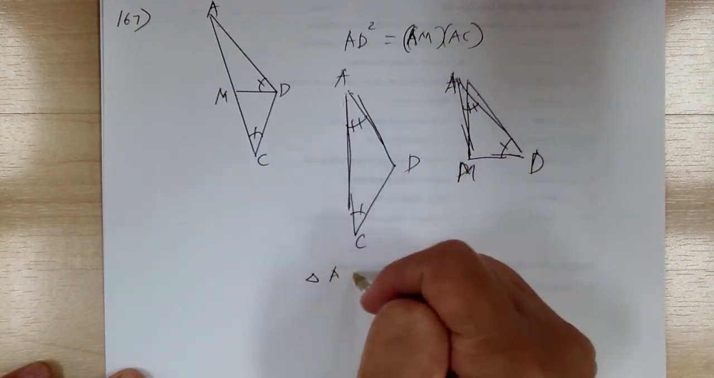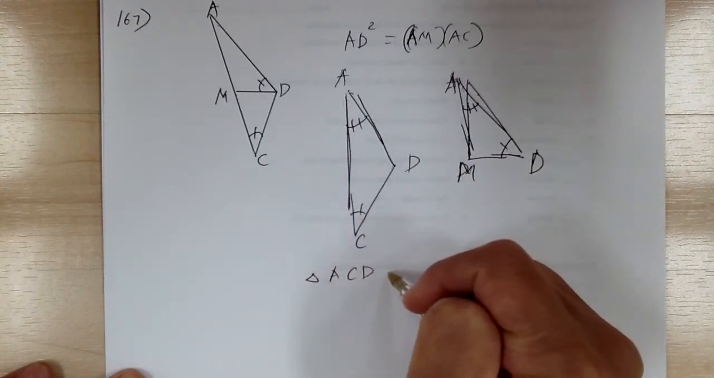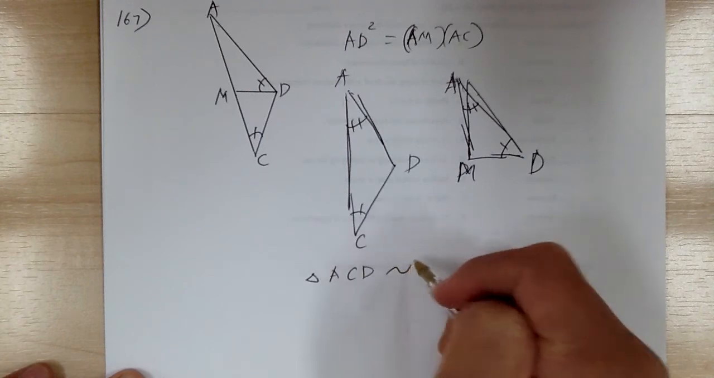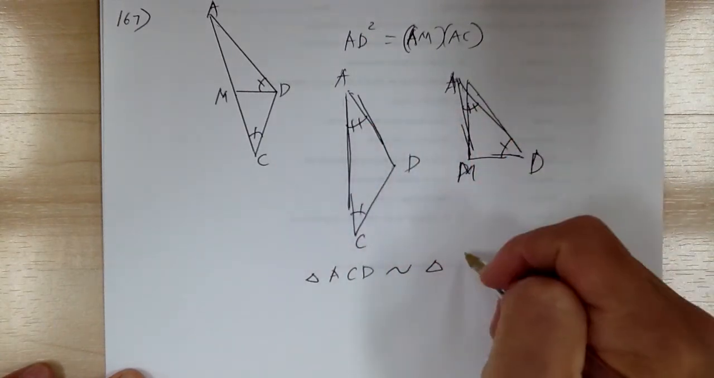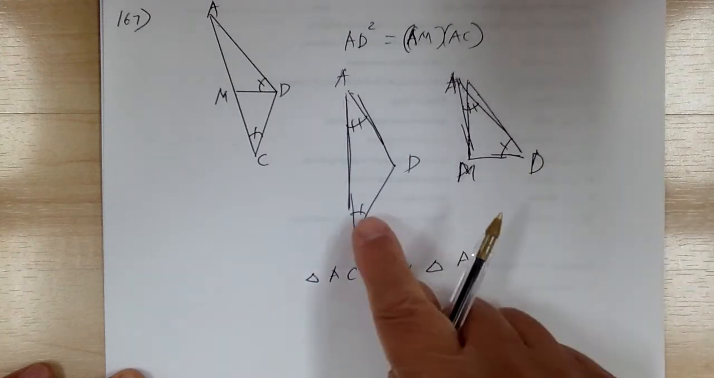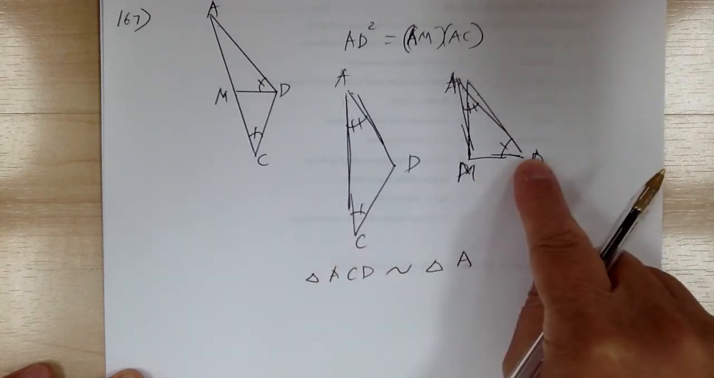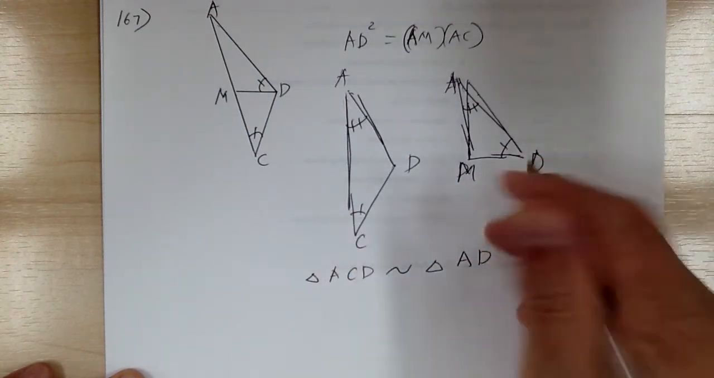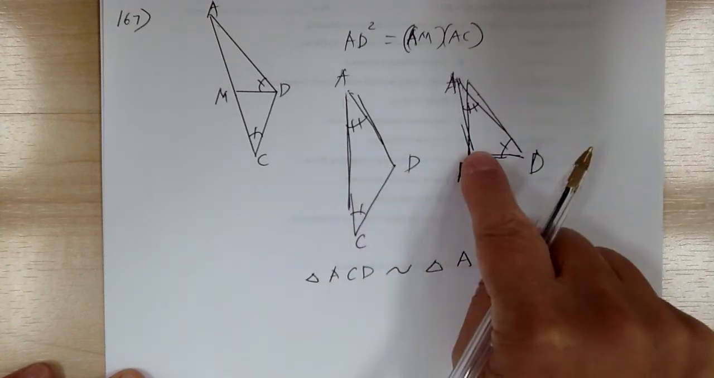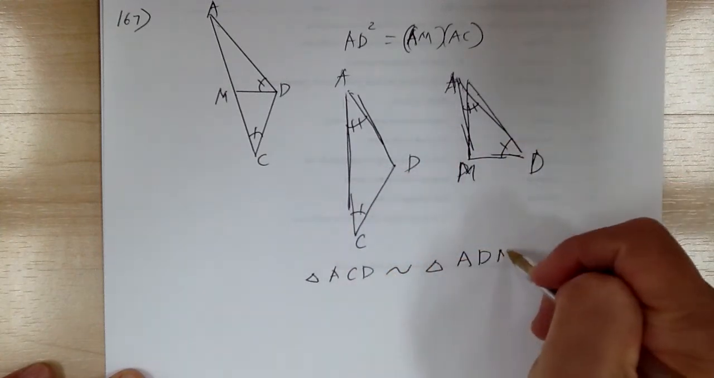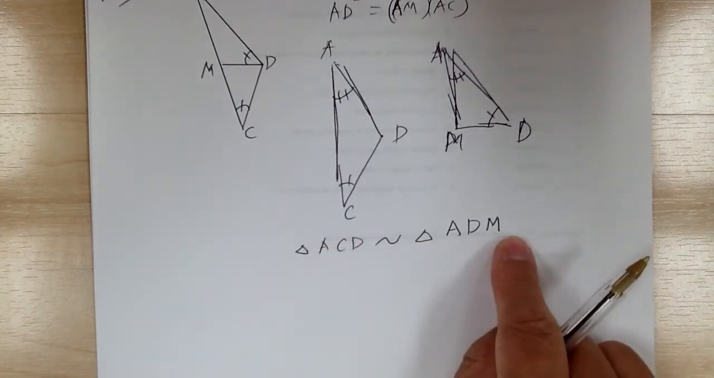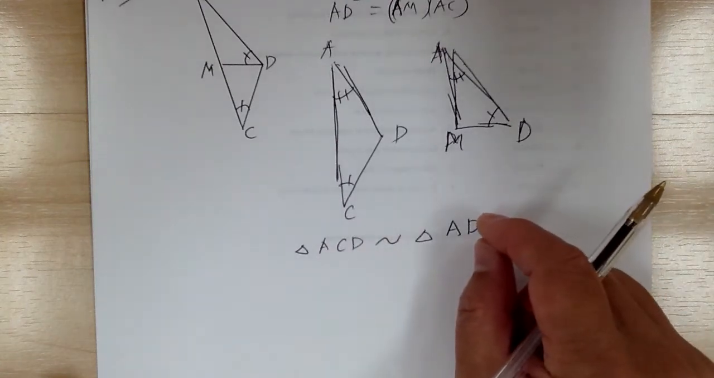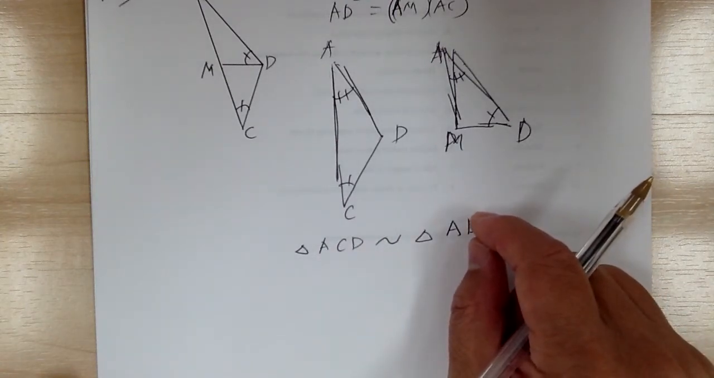So you got A, C, D is similar to triangle. So A matches with the A. C, the one hash mark, matches with the D. And no marking matches with the no marking, so D matches with M. So once you have a similar triangle, then you can go and do the proportions.